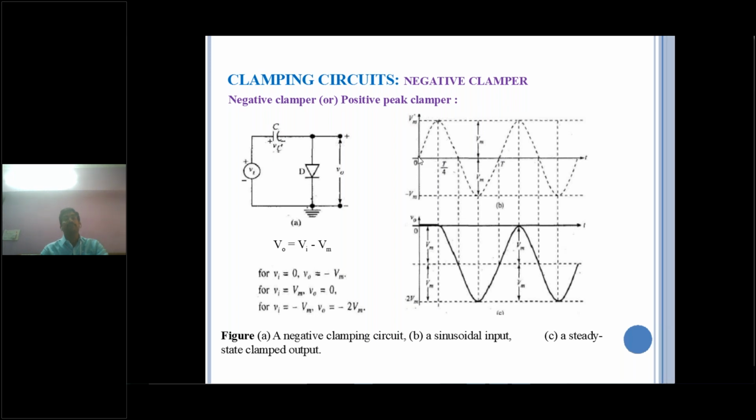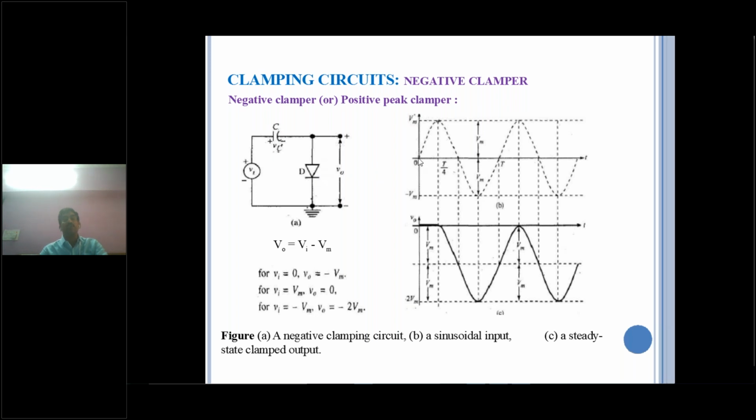In the first quarter cycle, the input value Vi is greater than 0, until reaching small t equal to capital T by 4, the maximum peak value. Within 0 to capital T by 4, the diode is in the forward bias condition and acts as a short circuit. Once it acts as a short circuit, the capacitor charges to the peak value, Vc equal to Vm.